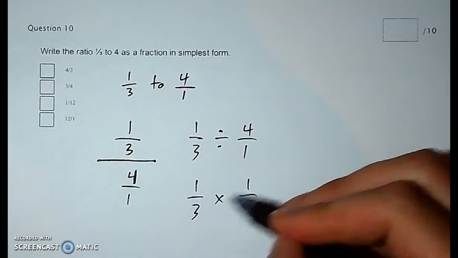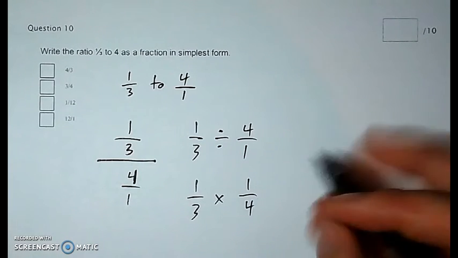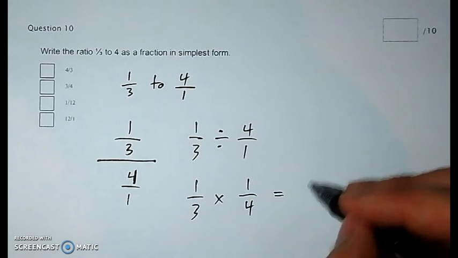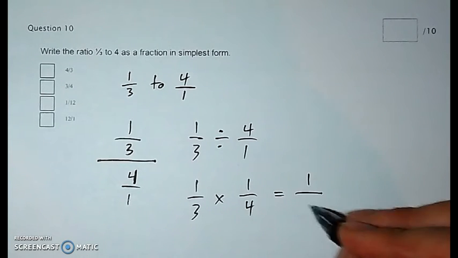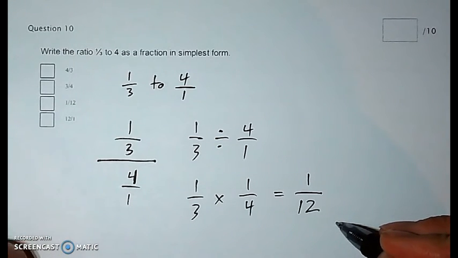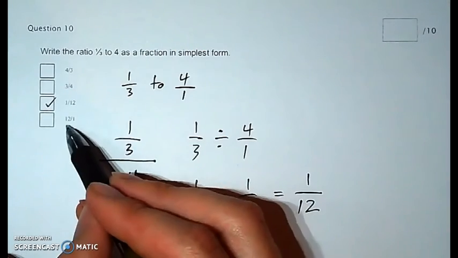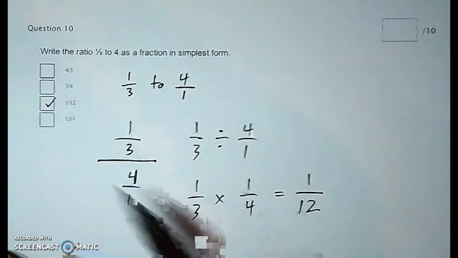And from here, we can ask ourselves if we can simplify, and as you might recall, we cannot. So we simply multiply straight across. 1 times 1 is 1, and 3 times 4 is 12. And we look to see which answer is best, and we get 1/12 as that third answer, not to be confused with 12 over 1. That would be the trick answer.